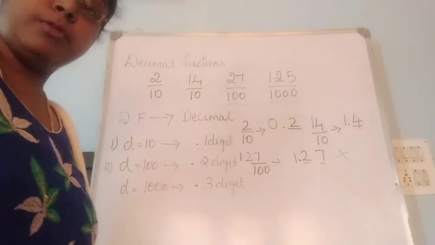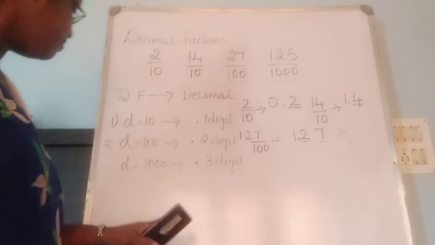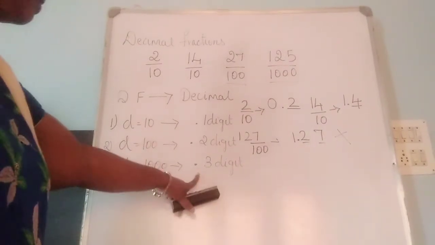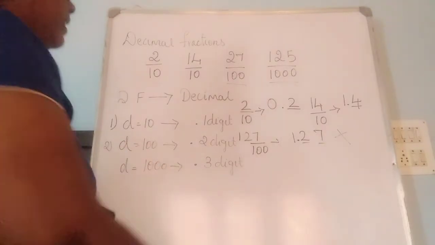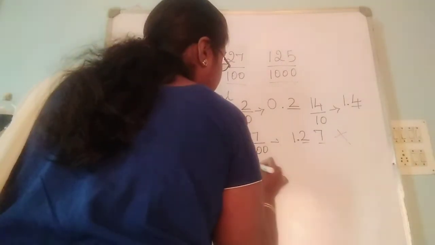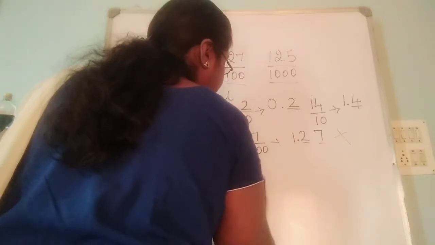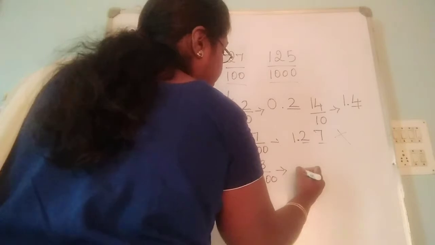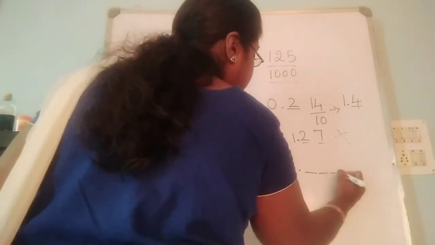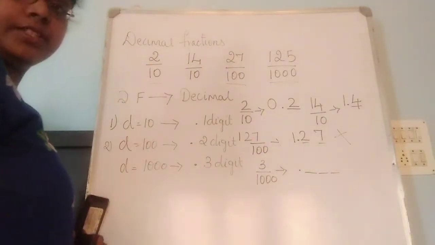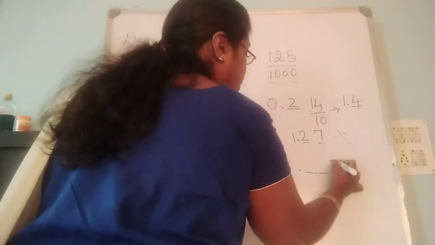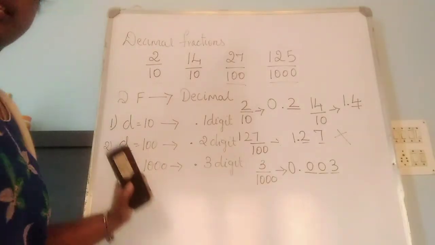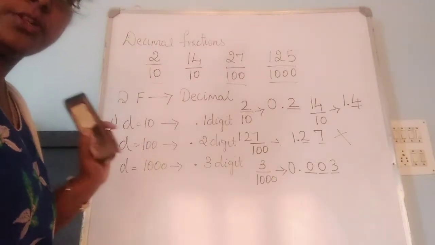Now we'll move on to the next criteria, that is if the denominator is 1000. If the denominator is 1000, after the point you need to keep 3 digits. Let's take an example: 3 by 1000. So after the point you should have 1 digit, 2 digits, 3 digits. Since it is 3, your 3 will be over here, and this will be 0, this will be 0, and in the whole number part you will be having 0. So 0.003 is your answer.